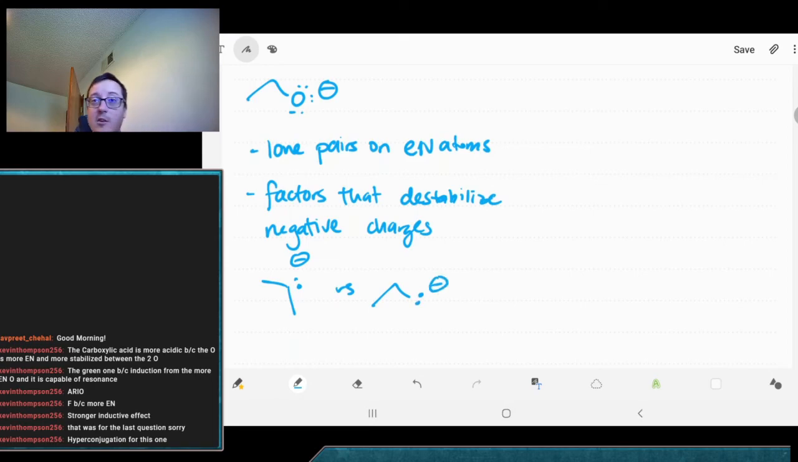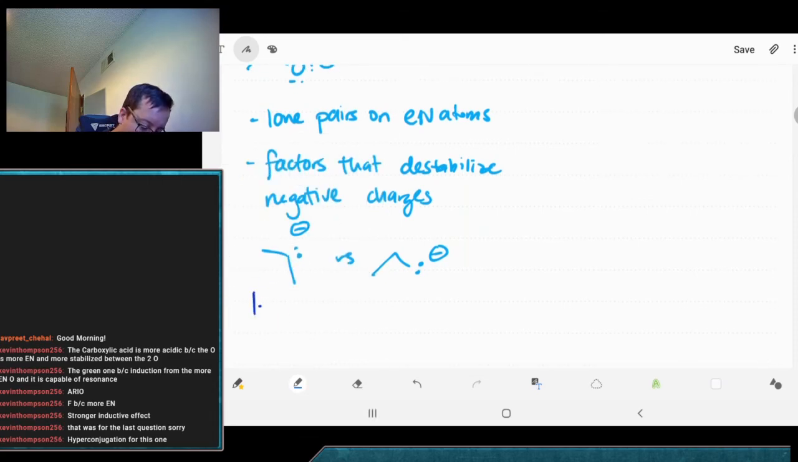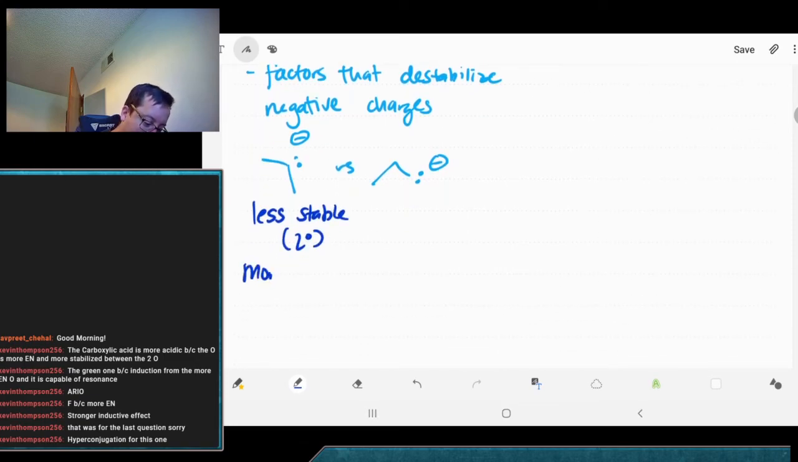If we're looking at these carbons, for example, they both have localized negative charges, but we know that the one on the outside, the primary carbon, is a little bit more stable. So we're going to see that things that make it less stable, because it's secondary, that means it's more reactive, and we will call that a stronger nucleophile.